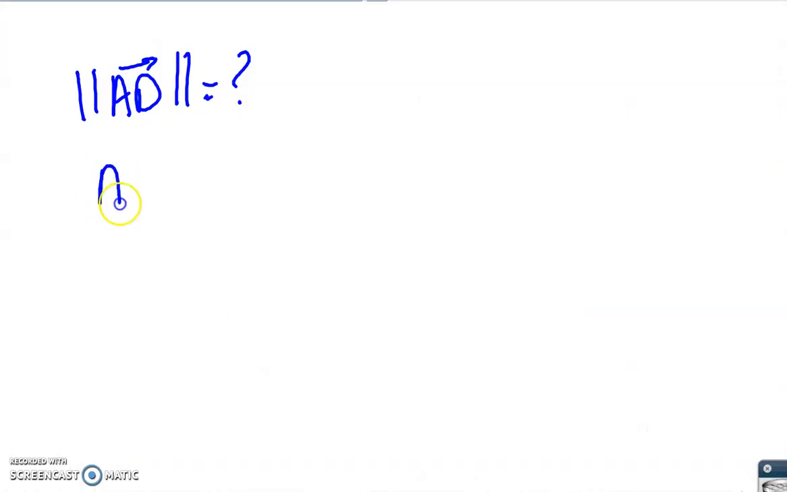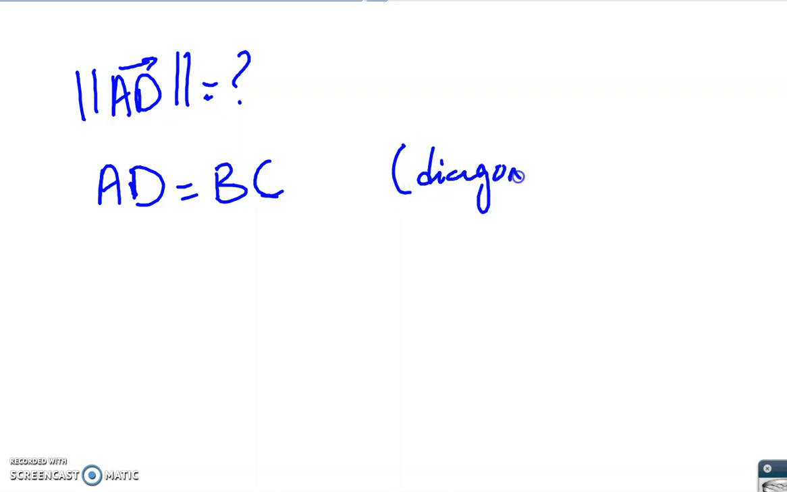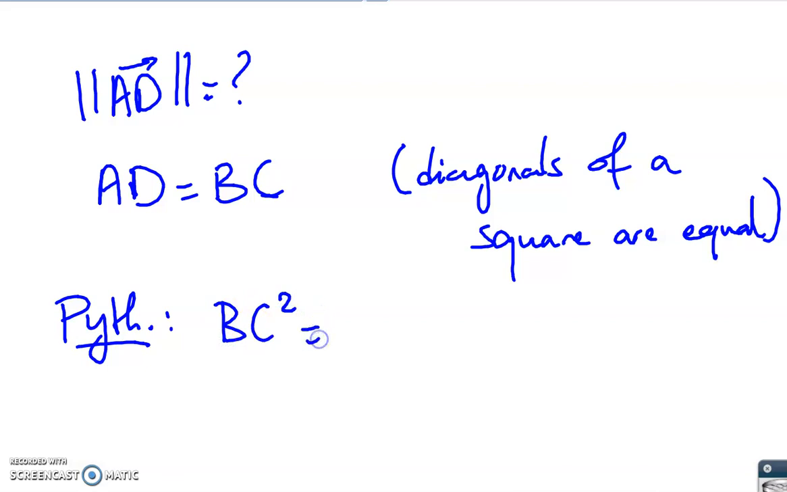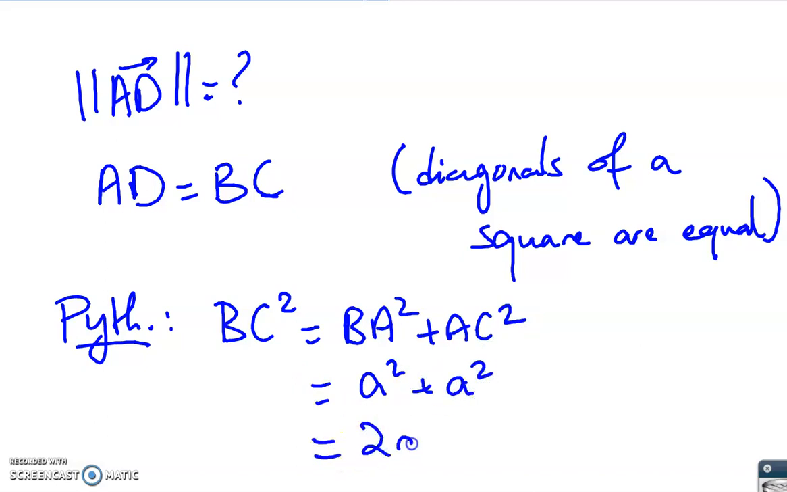So we write AD equal BC. The reason is that the diagonals of a square are equal. And we know by Pythagoras, we have that BC squared is equal to BA squared plus AC squared, which is equal to A squared plus A squared, which is 2A squared.